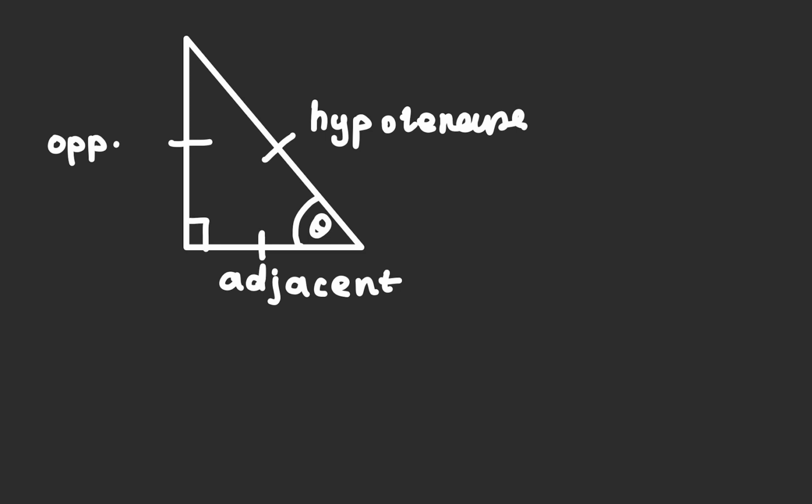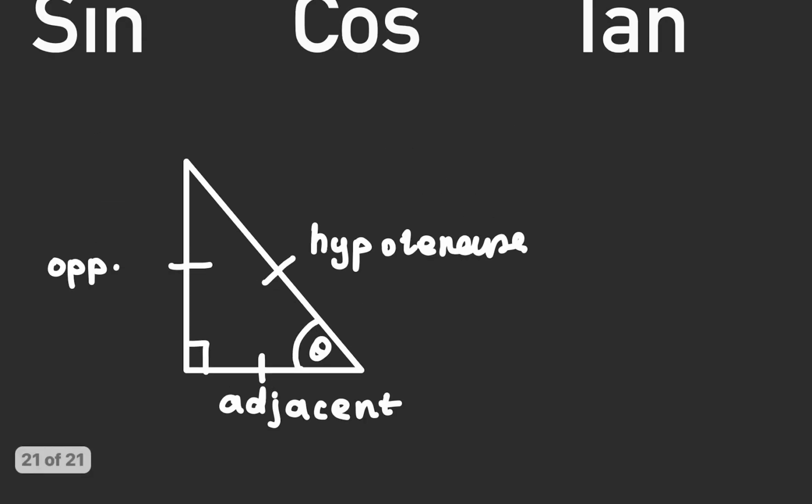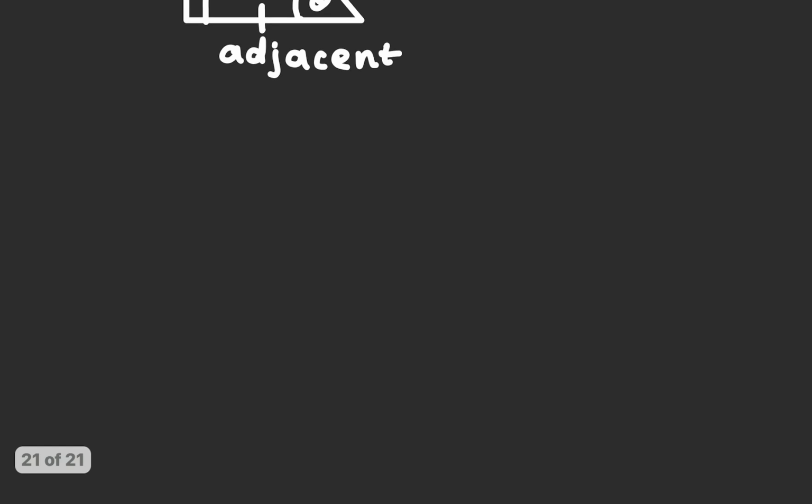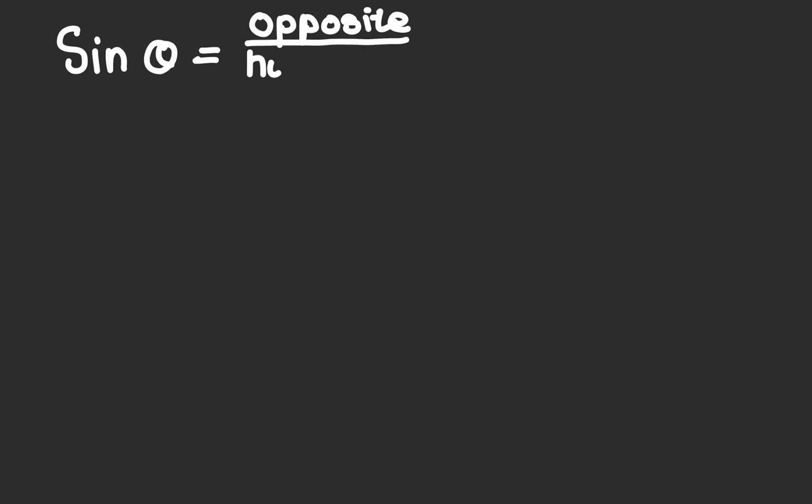Now I'd like to go further by addressing the formulas for each function respectively. Alright, for sine, sine theta equates to opposite upon hypotenuse. So that's the formula of sine.